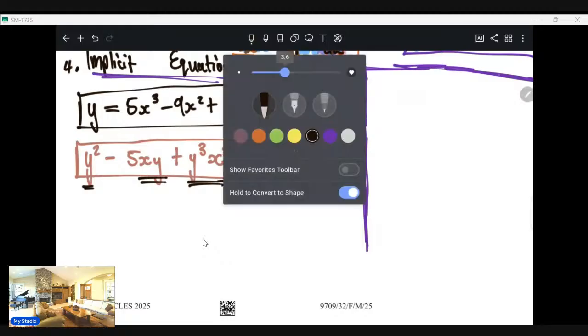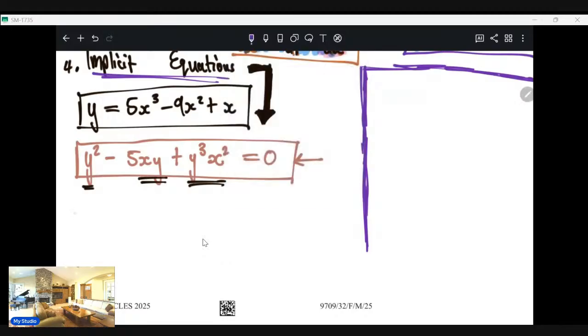Then, lastly, you now have the last part. Can you see this r squared?